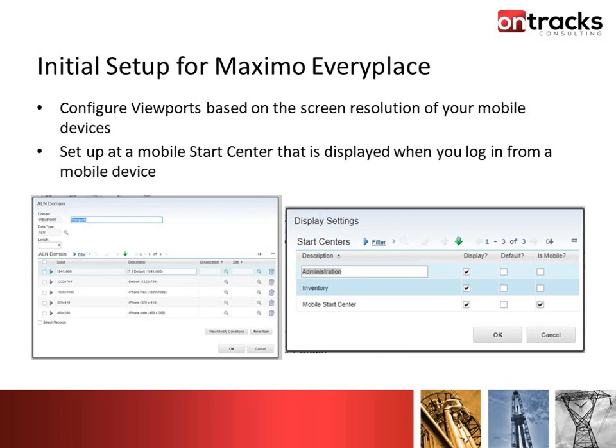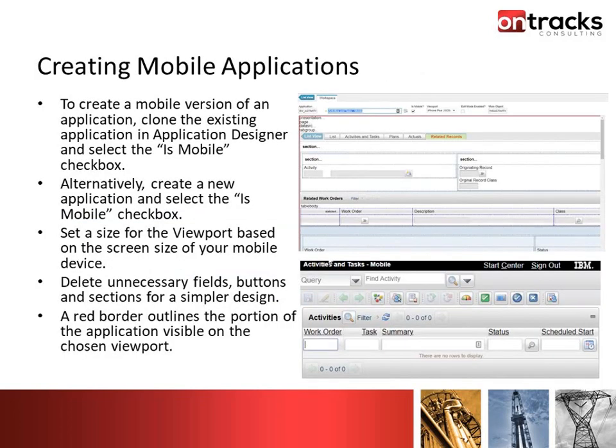The second thing needed to begin using a mobile application is to create a mobile start center so that users are able to see a more mobile-friendly dashboard when they log into Maximo from their devices. So to designate a start center as mobile, all we need to do is select the Is Mobile checkbox, as you can see here on the screen, from the display settings on your start center template. And that's pretty much it.